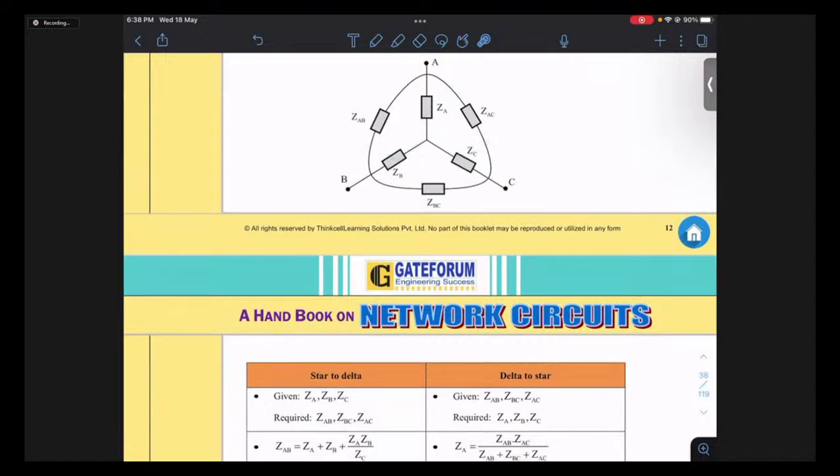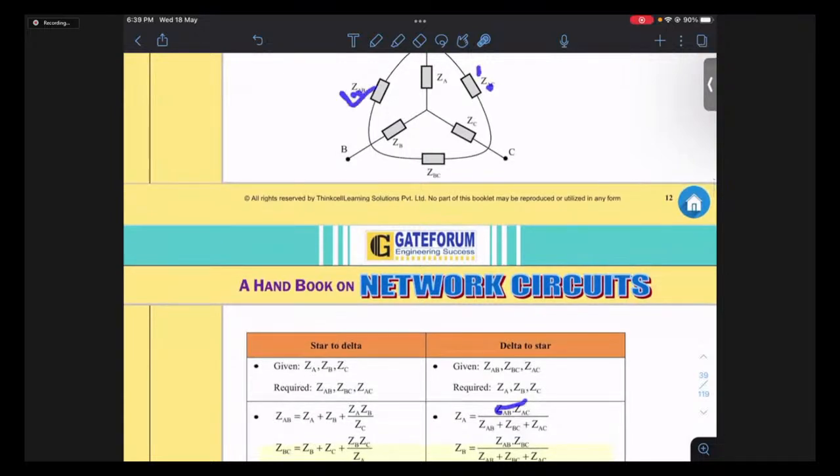So how do you do it in this case? Of course, the given elements are ZAB, ZBC, and ZAC. These are given, and what you need are ZA, ZB, ZC. Suppose you are supposed to find this ZA. You see where this ZA is touching; this is the point it is touching. So what are connected to this point? ZAB and ZAC. The product of these two, ZAB into ZAC, divided by the sum of all the elements of this delta: ZAB plus ZBC plus ZAC.